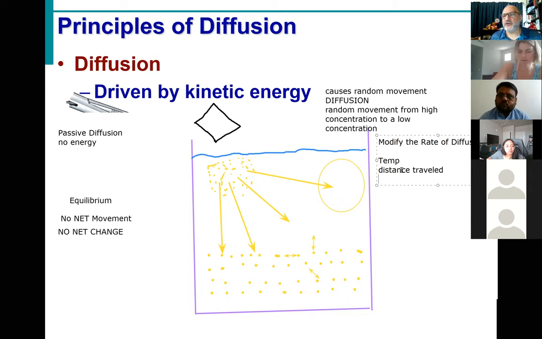Absolutely. I saw someone, I don't want to go over, size of the molecule, right? What diffuses faster, large molecules or small molecules? Small ones are going to move faster. Excellent. All right. Surface area. I like that. Surface area is another example. We have to change our model a little bit for surface area.